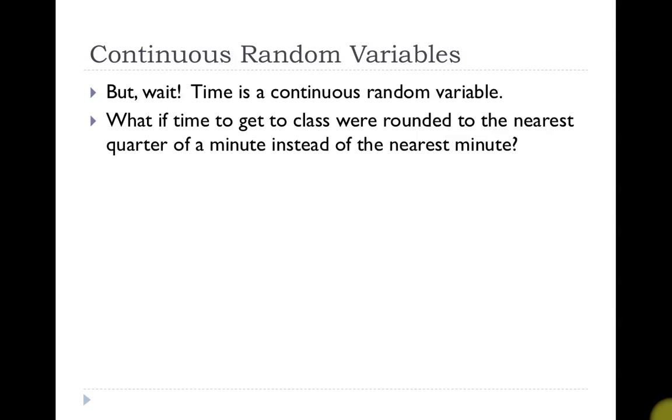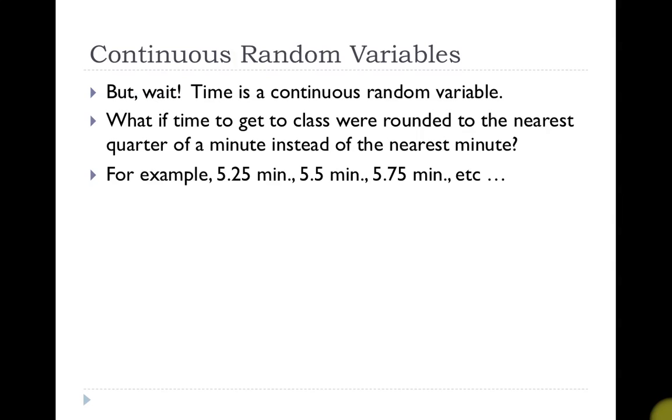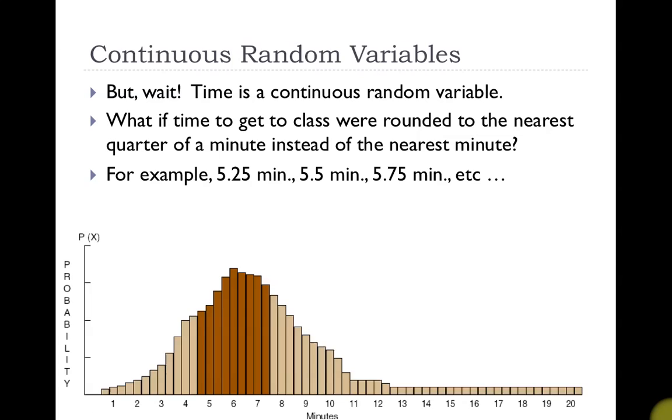So what if instead of rounding to the nearest minute, we rounded to the nearest quarter of a minute? For example, 5.25 or 5.5 or 5.75 instead of just either 5 or 6. So we got a finer degree of measurement now. Look what happens. We have more rectangles. More rectangles for a finer degree of measurement.